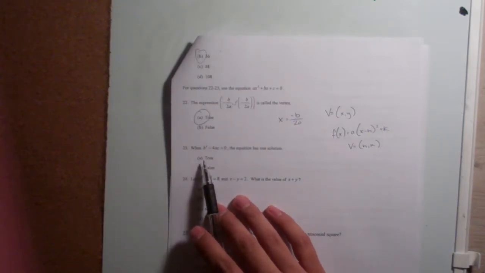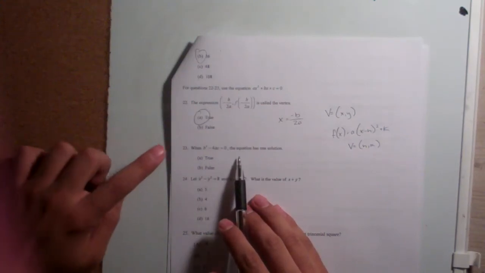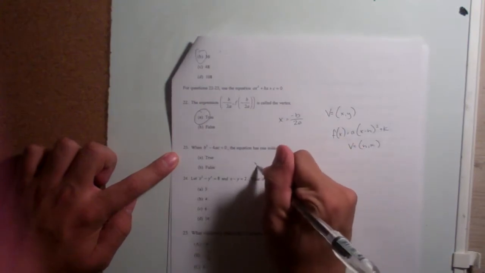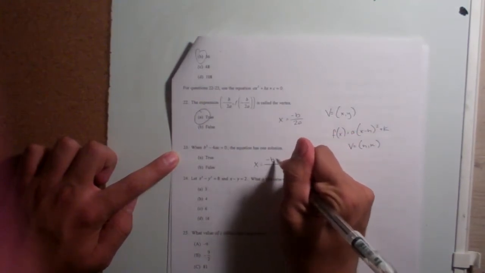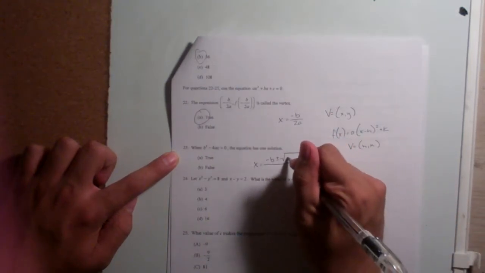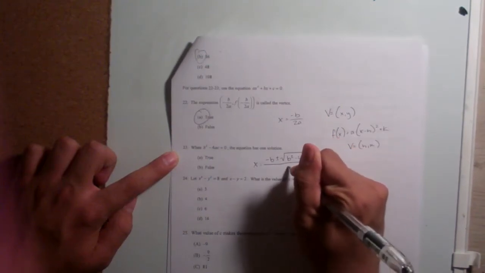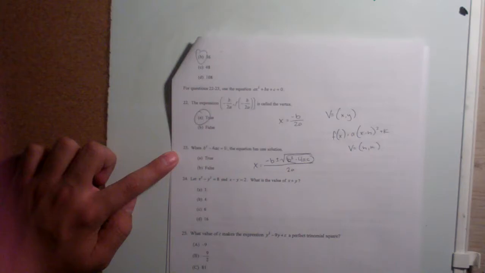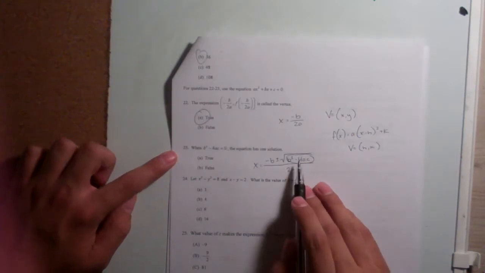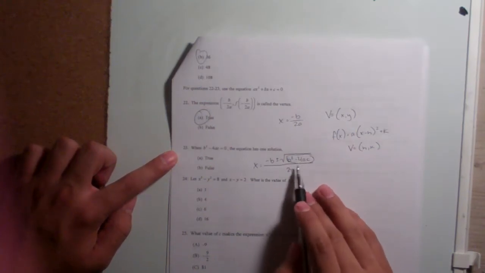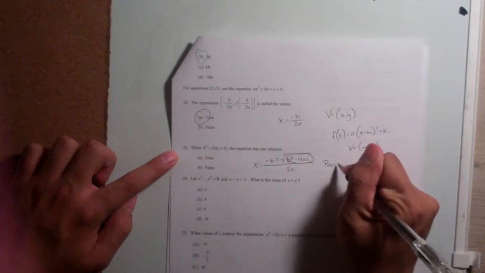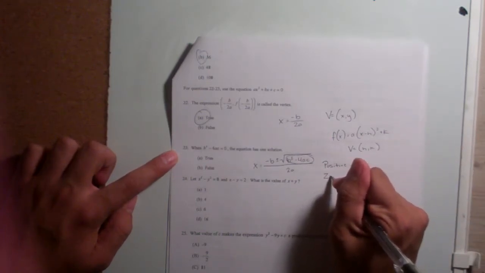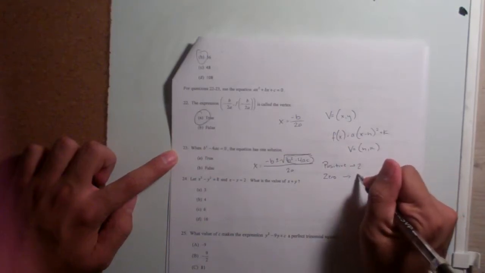Number 23 says when b squared minus 4ac is equal to 0, the equation has one solution. This part, b squared minus 4ac, may look familiar because it's in the quadratic formula: x equals negative b plus or minus the square root of b squared minus 4ac. So this part is right inside the square root. We did talk about this. There are three cases where inside the square root is positive, 0, or negative. If this number is greater than 0, how many solutions does it have? It has two solutions. When inside the square root is 0, it has one solution.